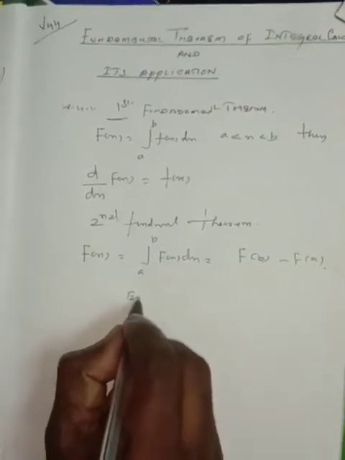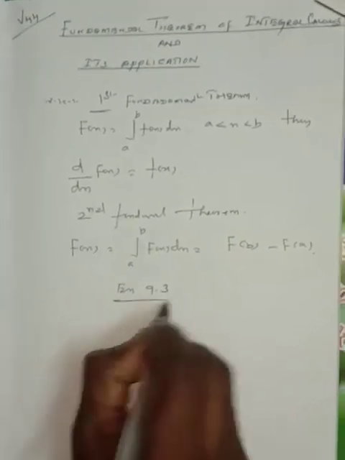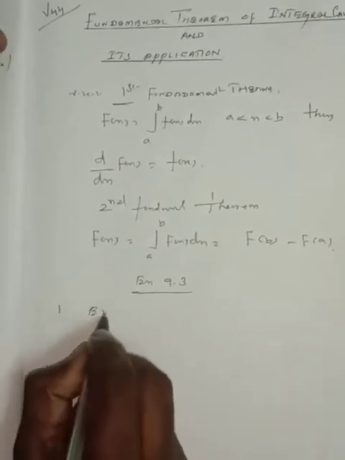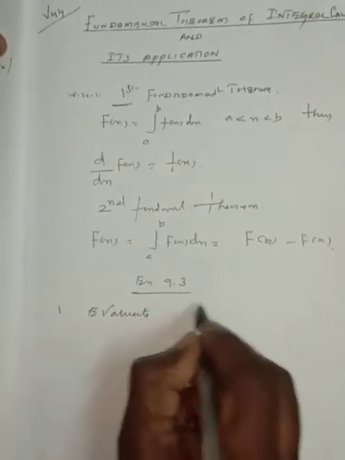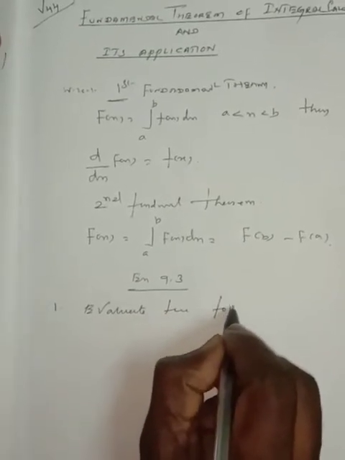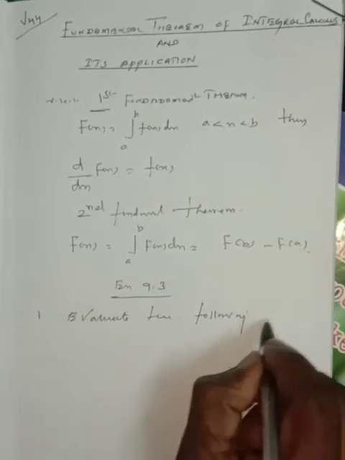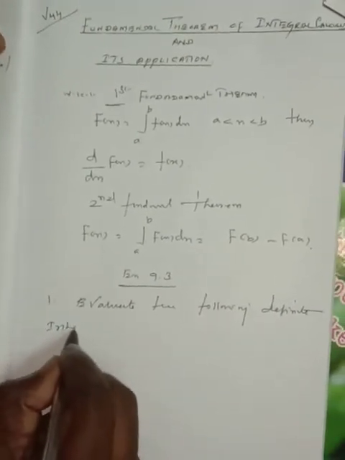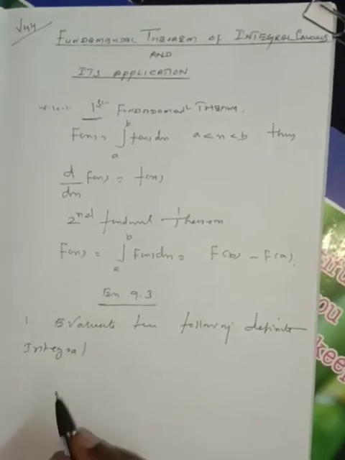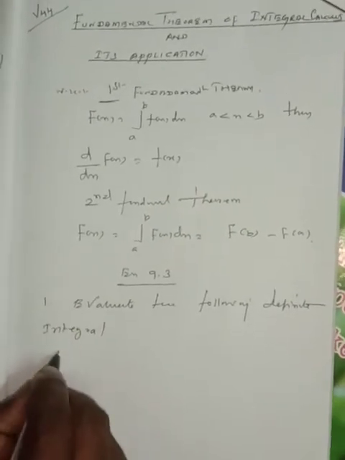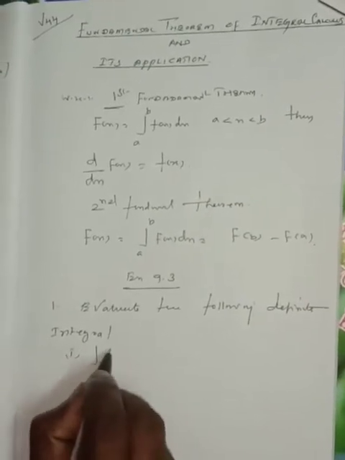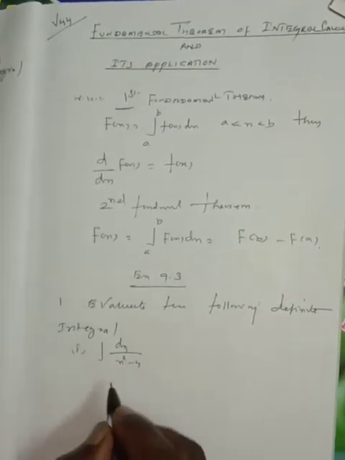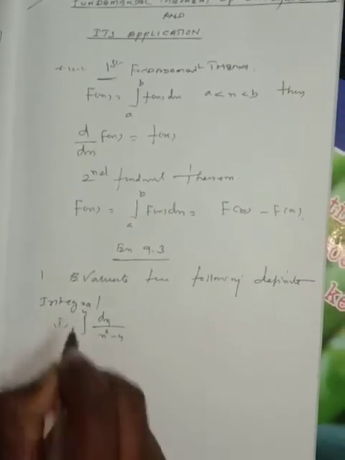Exercise number 9.3, sum number 1. Evaluate the following definite integrals. Number 1: the integral of dx divided by x square minus 4, with limits varying from 3 to 4.